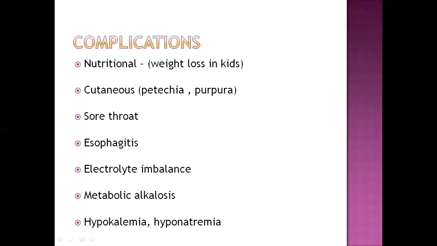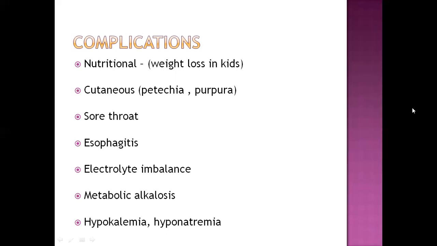Complications of vomiting can be, in children, weight loss, as body fluid is lost through vomiting. So there can be weight loss if there is continuous vomiting in children. Next is cutaneous, that is related to skin. There might be petechiae or purpura in the skin. Next is sore throat, and then esophagitis, inflammation of the esophagus, and electrolyte imbalance. If there is a distal GI tract problem, then electrolytes are also lost through vomiting.